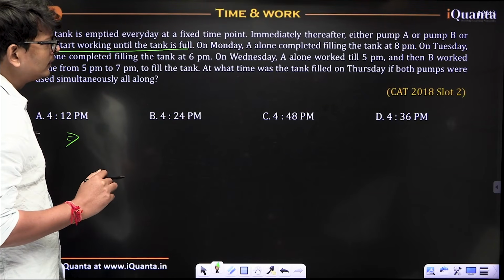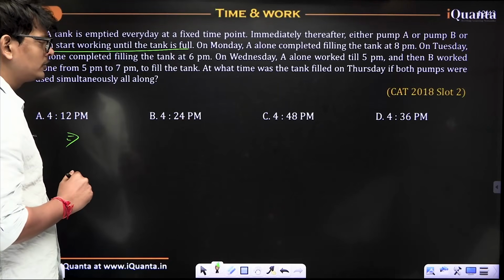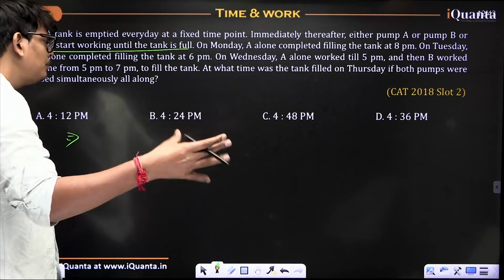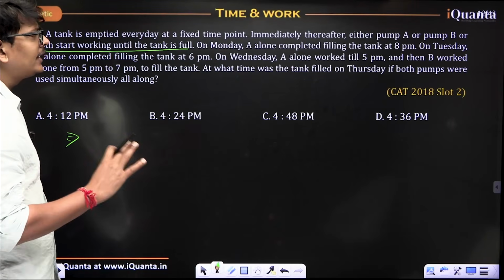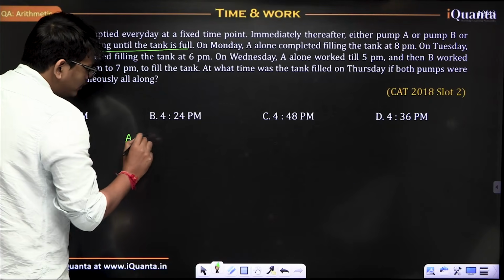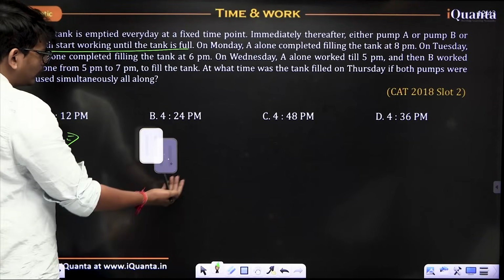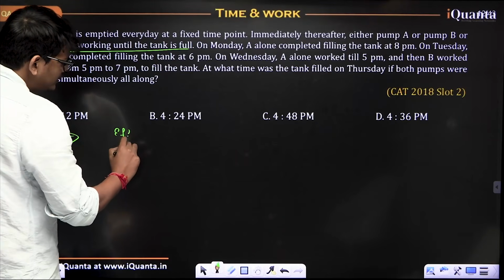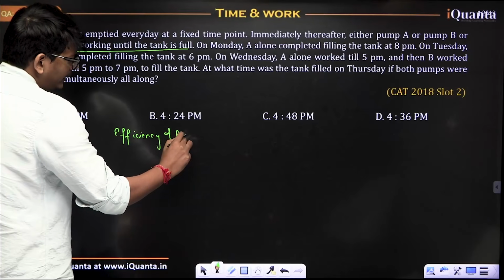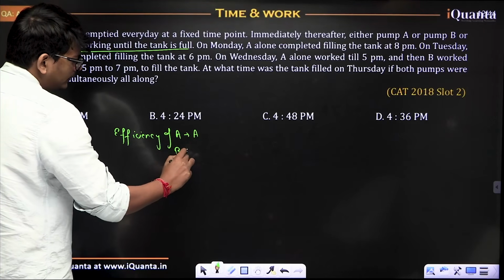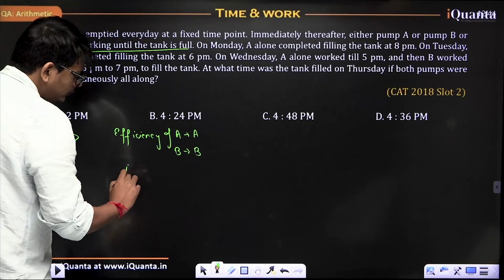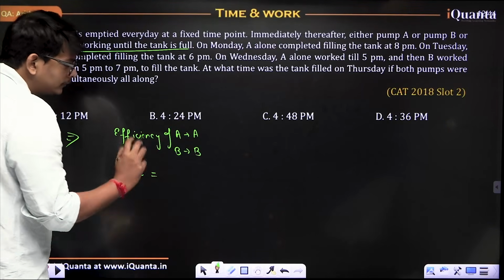So I do not know the efficiency of A also. So I am taking the efficiency of A as A, efficiency of B as B, right? And the time taken by A is, let's say, T hours. So total work will be this. I'll write it here: efficiency of A is A, B is B. And let's say time taken by A is T hours. So A into T, that is total work.